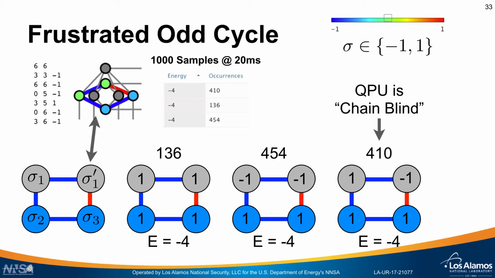Now, an interesting thing to observe is that the hardware is basically chain blind. It has no idea that you don't like this solution because it violates your logical problem. To the hardware, it's just another ground state. Now, you might ask yourself, well, what's the big issue? These are all ground states. They all have the same energy. Maybe they're all fine for me.